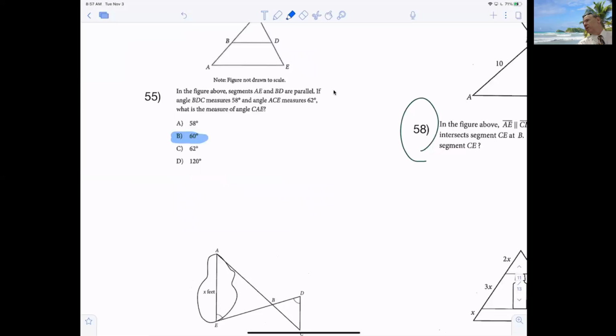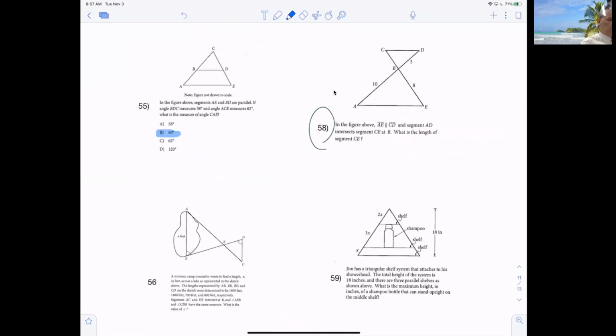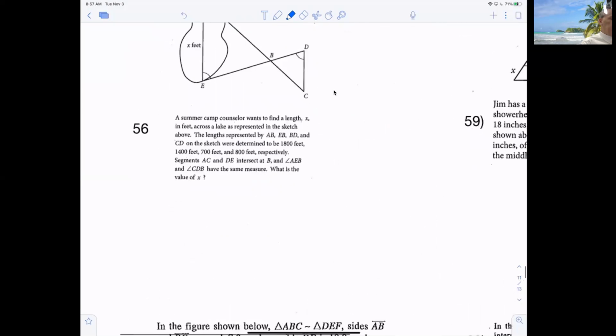What do you think it is? If you think it's A, I'll explain it. No, I think it's B. All right. I'll explain it if anybody needs help. Is everybody okay with it being B? All right. What about 56?